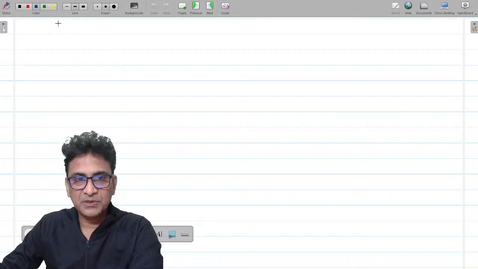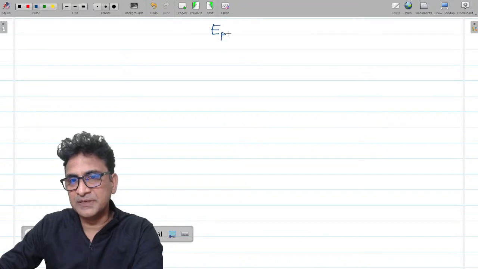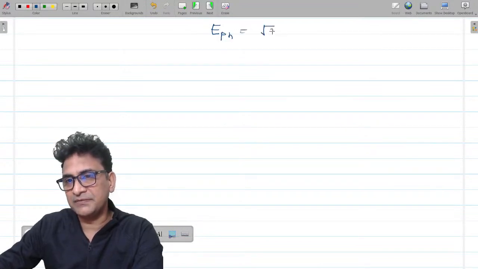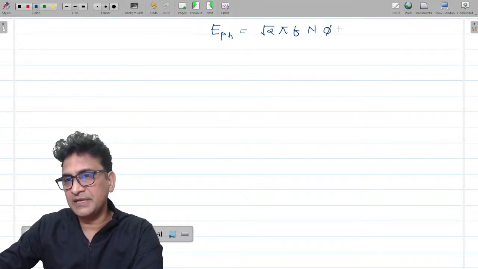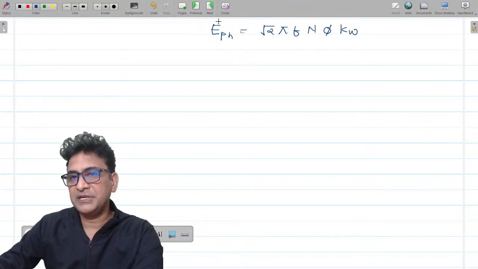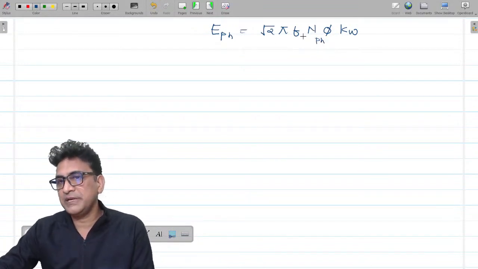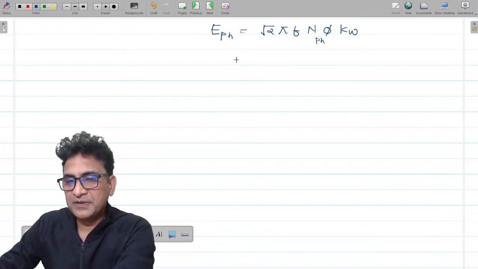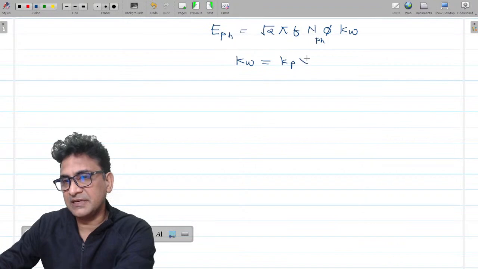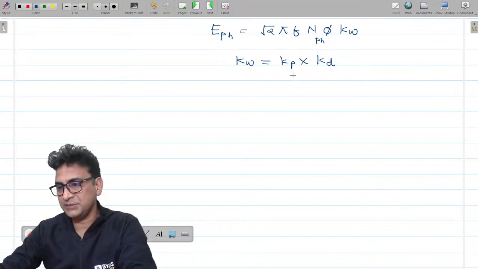Okay, so we know that the per phase formula of induced EMF is root 2 pi f, where root 2 pi means 4.44, f into N phi multiplied by Kw. Induced EMF per phase means we use the total number of turns per phase. The Kw is the winding factor, which is the multiplication of pitch factor as well as distribution factor. So first we will find out the value of pitch factor and distribution factor.